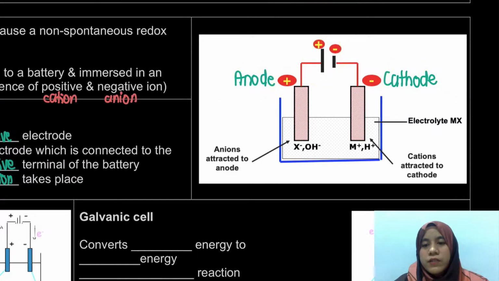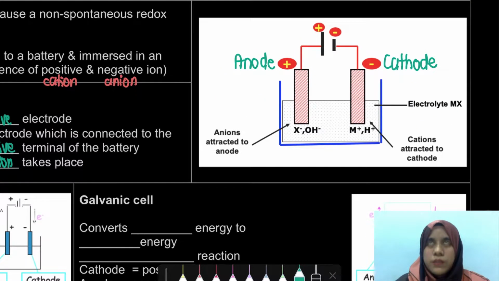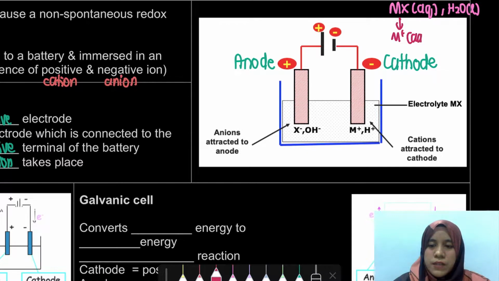For electrolysis of an aqueous solution, for example here I have my MX aqueous. For the case of aqueous, there is always the presence of water as well, because aqueous means the electrolyte contains water. When we dissociate MX, it will become M plus aqueous plus X minus aqueous.